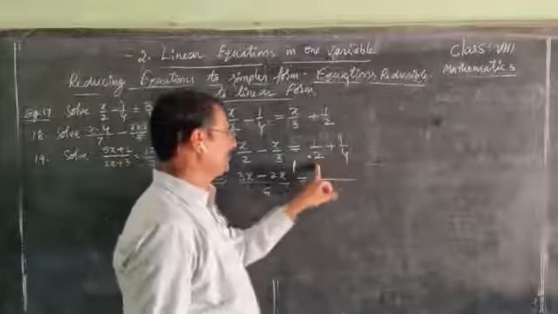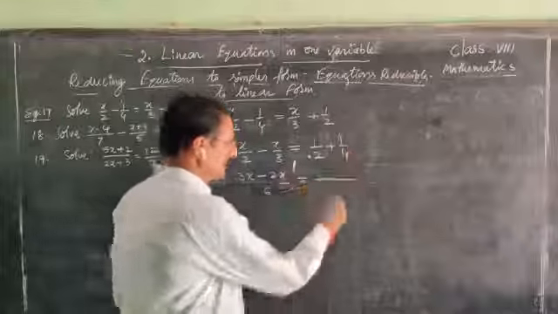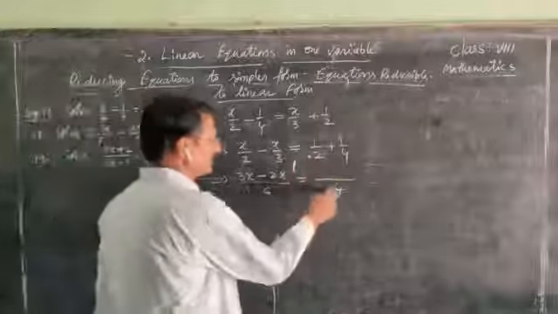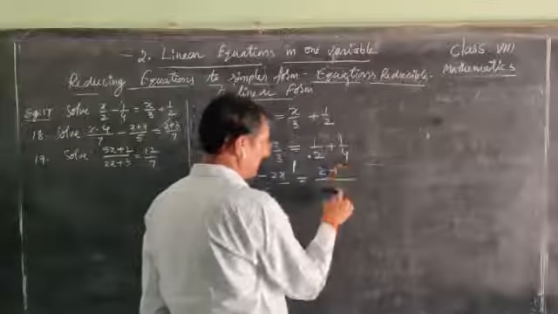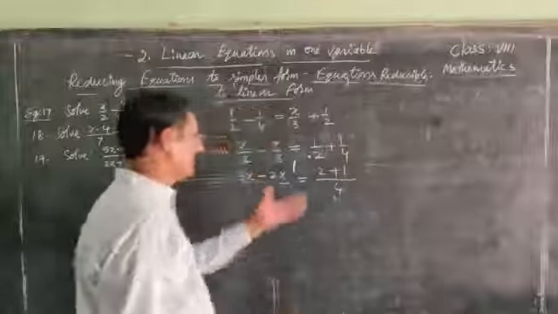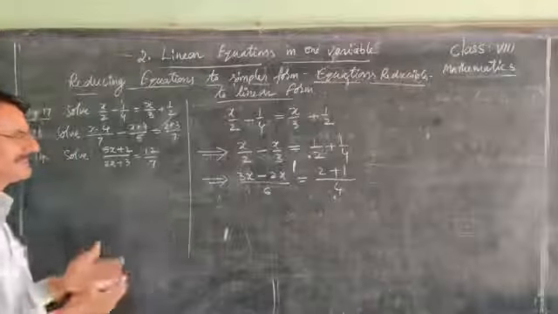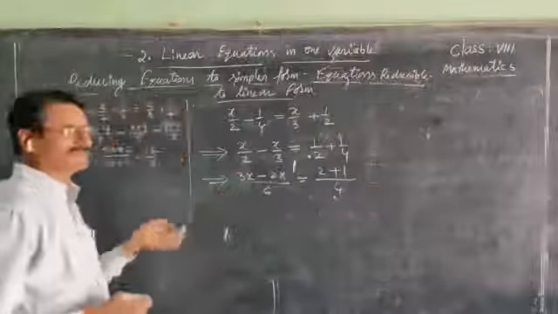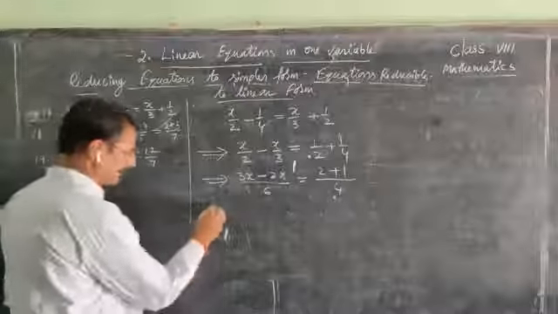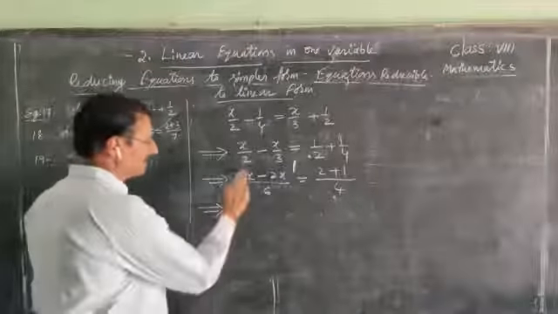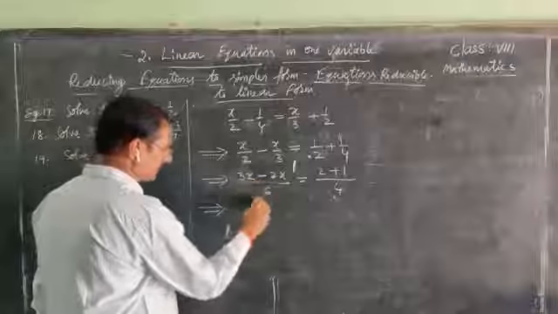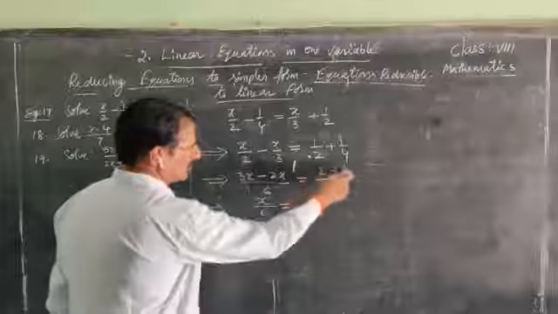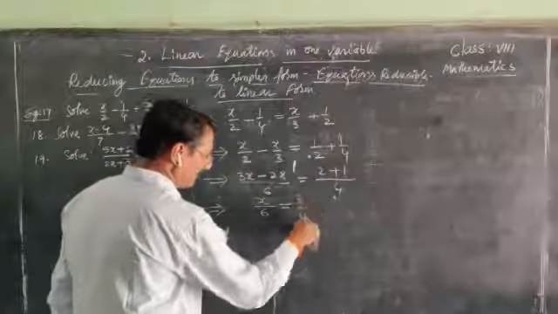On the right side, 2 is a factor of 4: 2 twos are 4, so it is the LCM. 2 ones are 2, plus 1 times 1 is 1. Already you did this type of addition and subtraction in earlier classes, 6th, 5th and 4th class also. Now the difference of them, only x: 3x minus 2x by 6 equals 3 by 4.